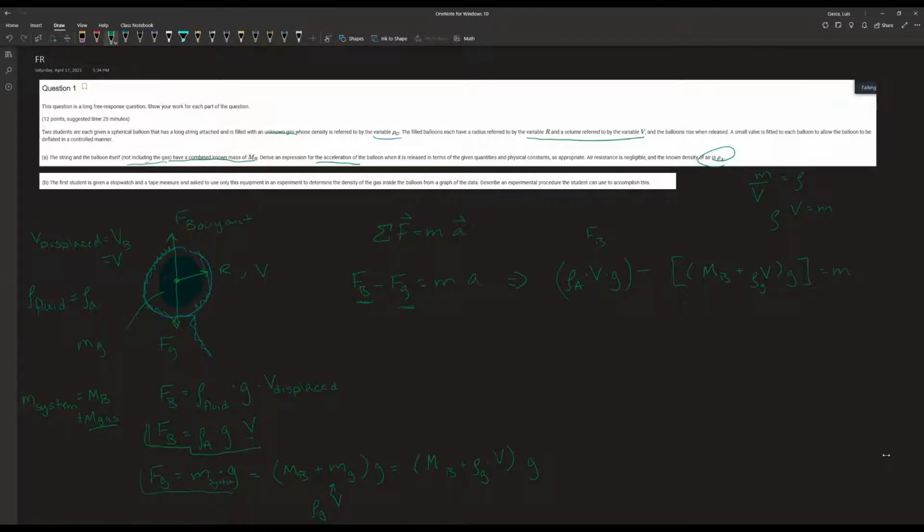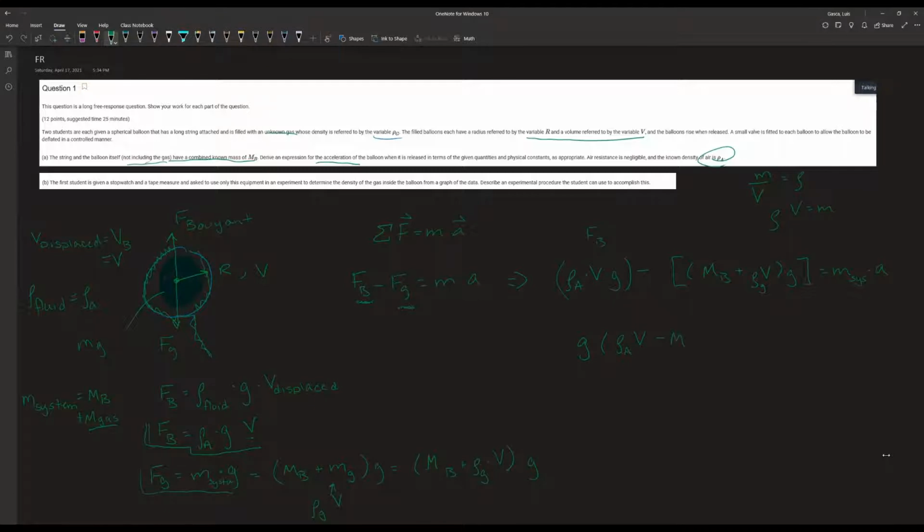And we set that equal to the mass of the system times a. So here we'll need to kind of remember that little scenario. Okay, so what can we do? We can factor out a g, and we get the density of the air, and we have to be careful. Rho V minus capital M.